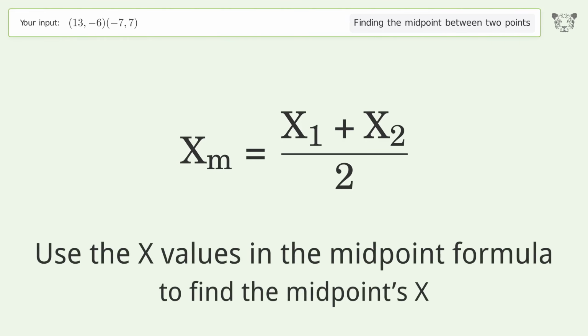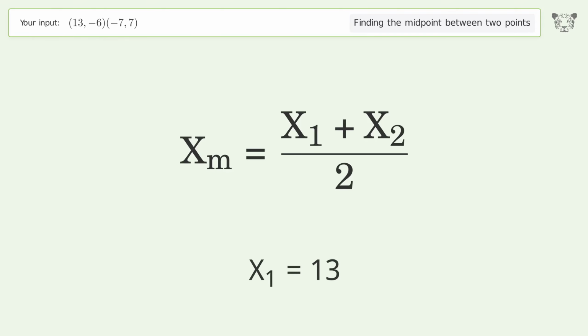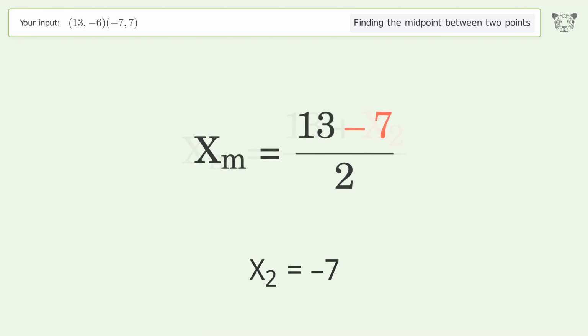Use the x values in the midpoint formula to find the midpoint's x. x1 equals 13. x2 equals -7. Simplify the arithmetic.